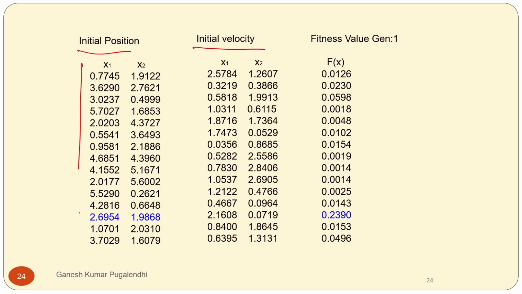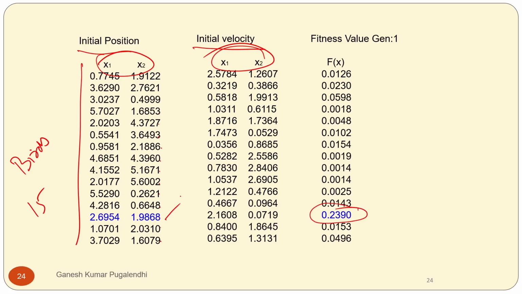So how much population have I created? 1, 2, 3, 4, 5, 6, 7, 8, 9, 10, 11, 12, 13, 14, 15. So 15 for each. That means 15 birds, and each bird's position is measured by xy and its velocity. Now its fitness value is evaluated for the given objective function. While evaluating the fitness function, I could observe that this is the best value. Which position is giving the best value?